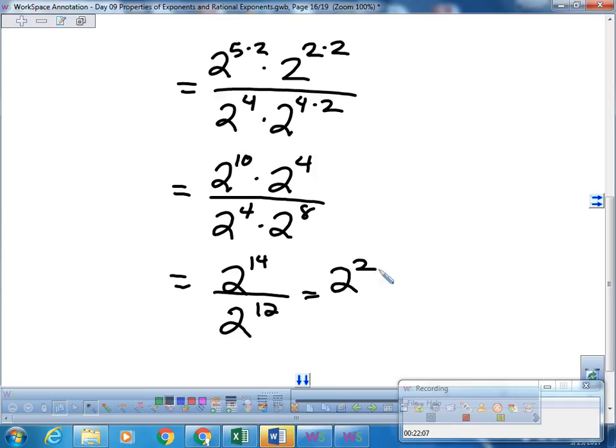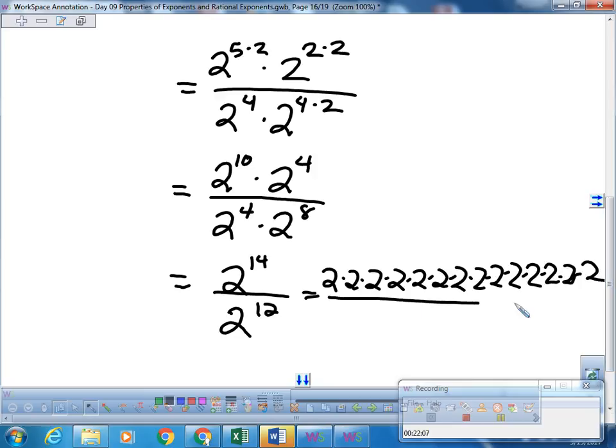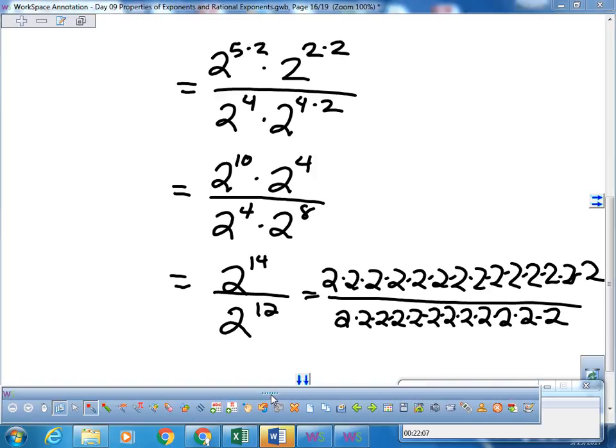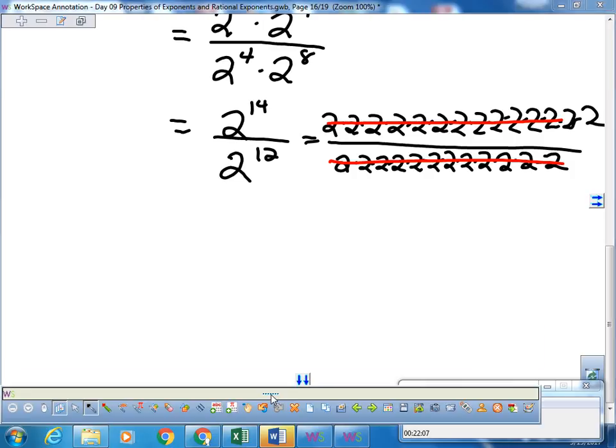Does that not make sense? If you write out 14 of them, and you write out 12 of them, and you cancel 12 on the bottom, and you cancel 12 in the top, aren't you going to have 2 left over? For those of you that are visual, I'm going to write it out. 1, 2, 3, 4, 5, 6, 7, 8, 9, 10, 11, 12, 13, 14. There's 14 of them. 1, 2, 3, 4, 5, 6, 7, 8, 9, 10, 11, 12. There's 12 of them, and 12 of them, which makes 2 left over. 14 minus 12 is 2, guys.